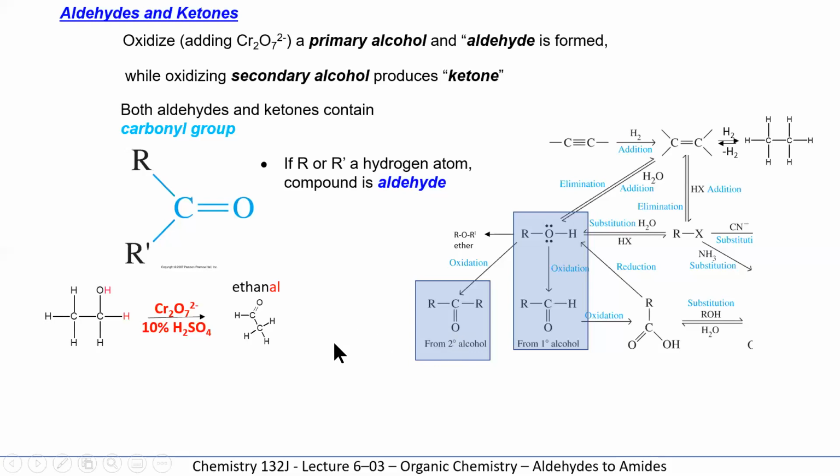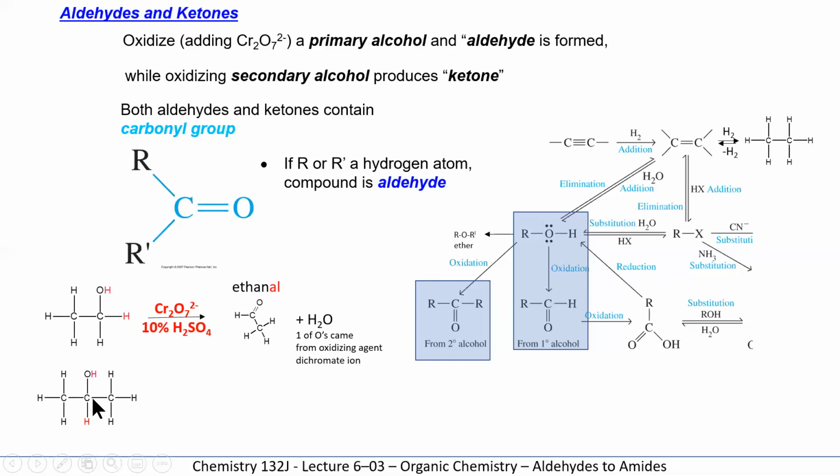So the naming convention for aldehydes, the two carbons, so it's ethanal, and notice the end of the word, if it's a C double bond O carbonyl group on the end carbon, it's an aldehyde. So the name ends in AL. The oxygen came from the oxidizing agent, the dichromate ion.